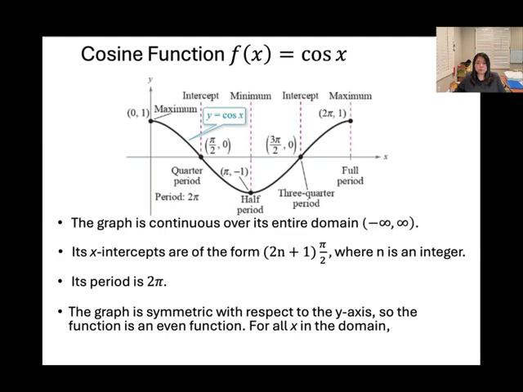And the graph is symmetric with respect to the y-axis. So the function is an even function. Okay, even function. So cosine of negative x will be equal to cosine of positive x. The sine function is the odd function. The cosine function is the even function.